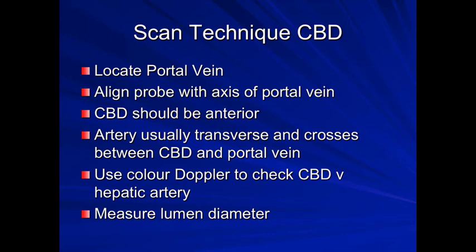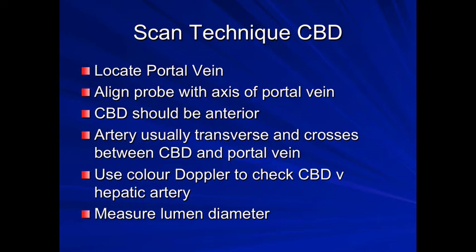To scan the common bile duct, we usually begin by locating the portal vein. We then adjust our probe, rotating, tilting and fanning, so that we are aligned along the axis of the portal vein. And the common bile duct should be sited anterior to the portal vein.